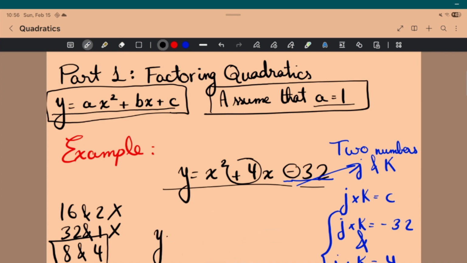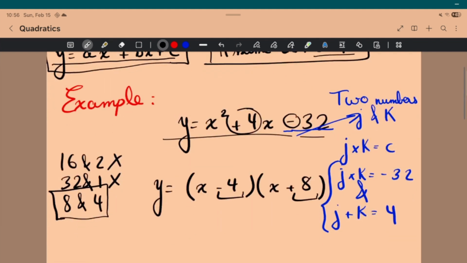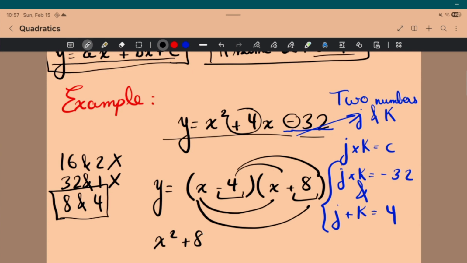Now that we have our two numbers, we can go ahead and perform our factoring. So we have y is equal to x minus and x plus. In these two slots, we're just going to substitute our two numbers. So we have x minus 4 and x plus 8. And we can see that we have changed nothing, by the way, from the equation above. If I go ahead and expand, I'm going to have x squared plus 8x minus 4x minus 32. And this will simplify to the original equation. So I haven't changed anything mathematically.